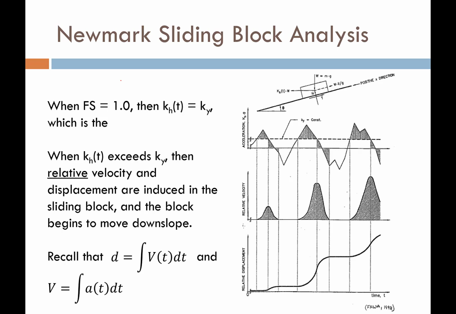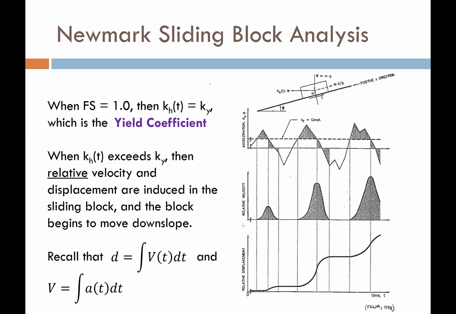So we have a special term for that. We say then that the KH at that moment of time is equal to KY. And KY, as we introduced in the last lesson, is what we would call the yield coefficient. So the acceleration coefficient that gives you a factor of safety of 1 is the yield coefficient.